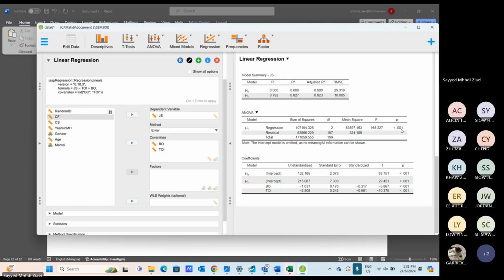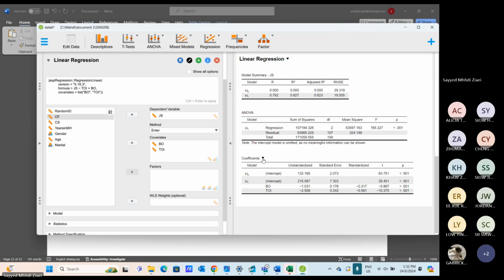But we need to find the T value and intercept. So we have H0 and H1. H0 means there is no relationship between each independent variable and the dependent variable. H1 means there is a significant relationship between the dependent and independent variable. So H1 for the intercept is significant. For BO, beta 1 is significant and negative. For TOI, it is also significant and negative.